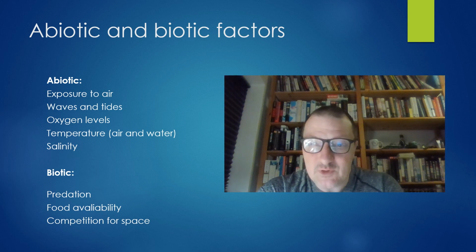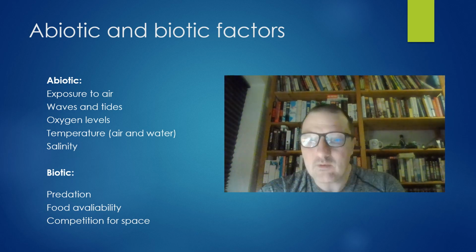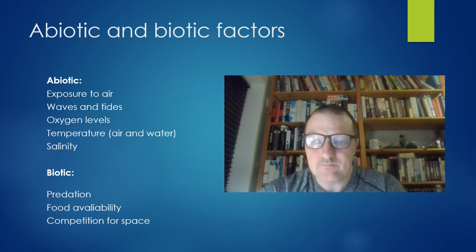Biotic, of course, there is predation. So animals often have a hard shell, like mussels, barnacles, snails, or they're able to hide. Food availability, there'll be competition for that, and there can also be competition for space, especially for the organisms who come in as a planktonic stage and then settle down like our blue mussels do.